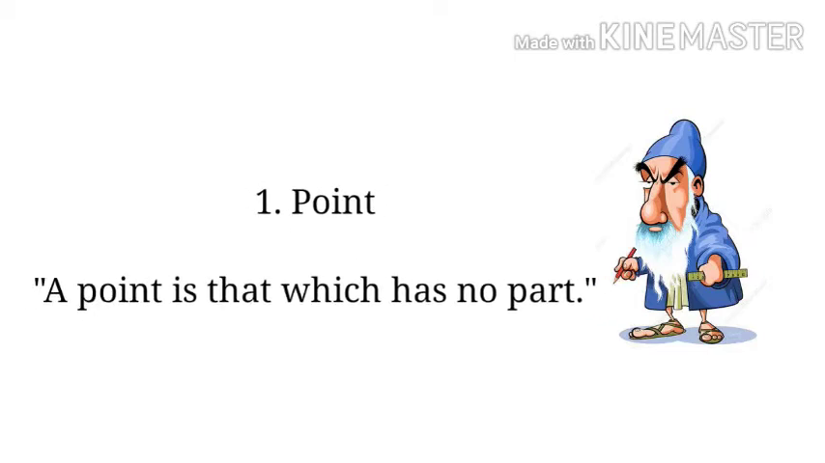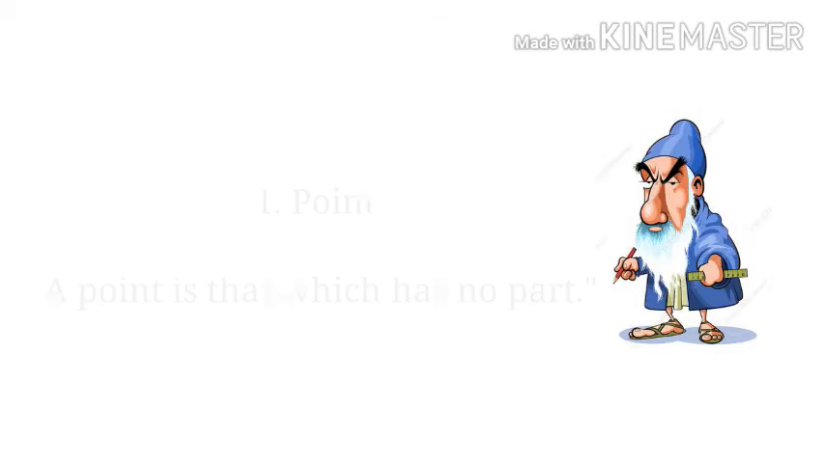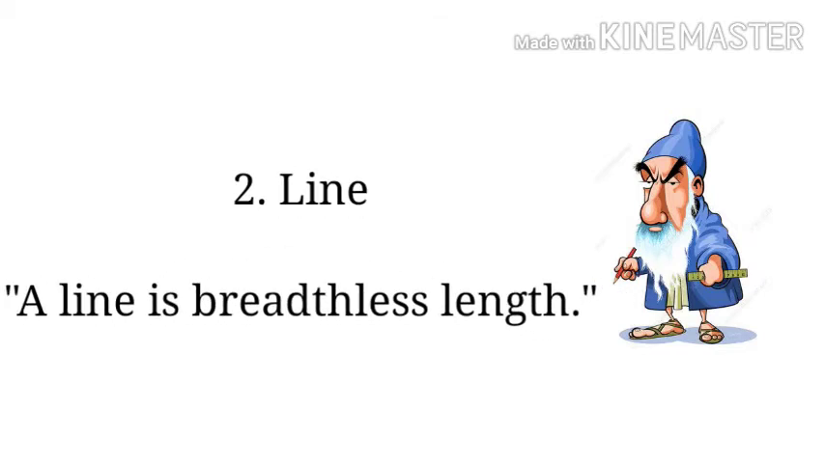According to Euclid, a point is that which has no part. That means for a point there is no length, no breadth or even height. Now looking at line, Euclid said that a line is a breadthless length. That means for a line, when we draw a line, it does not have any thickness or any width to it. It only has one dimension, that is length.